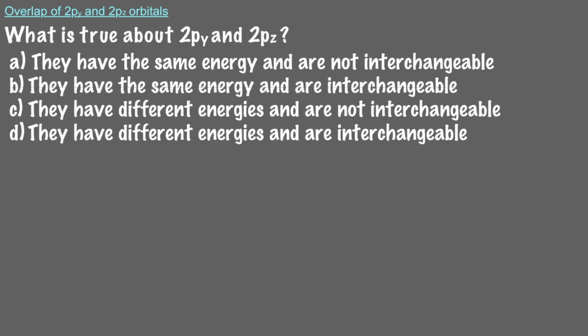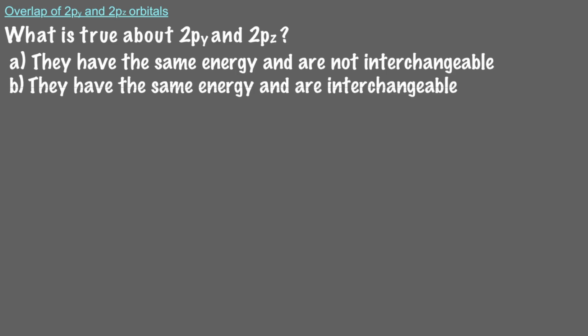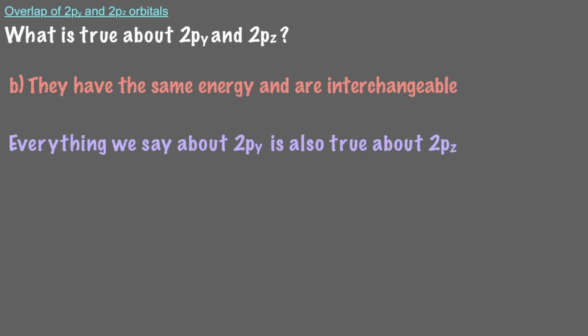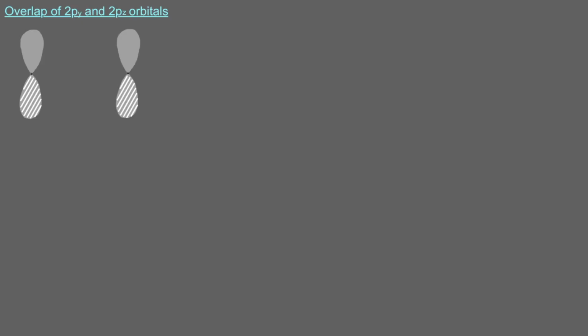What is true about the 2py and 2pz orbitals? 2py and 2pz have the same energy. All three of the 2p orbitals have the same energy. But these two are also completely interchangeable, since the 3D axis that determine their name can be placed in any orientation. So as we go over examples using the 2py orbital, remember that everything we say about 2py is also true about 2pz. Here again are our two atoms, each of which has a valence 2py orbital.